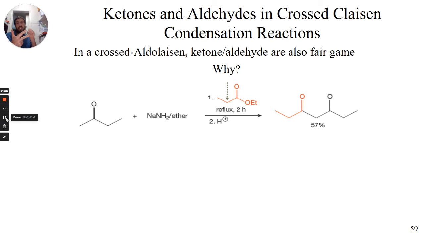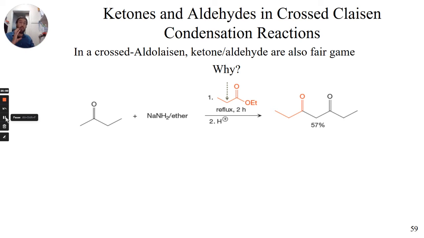what's to stop me from, say, taking an ester and reacting it with a ketone, or an ester and reacting it with an aldehyde? Well, ultimately, nothing. Nothing prevents you from doing that, which means we're getting what I'm calling a crossed aldol-Claisen, where you're getting an aldol and a Claisen reaction happening kind of simultaneously. So they're also fair game because they allow for all of that same chemistry: alpha hydrogens to create nucleophiles, and the carbonyl is still electrophilic.